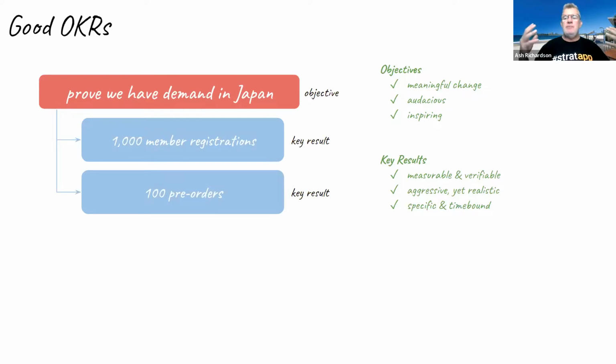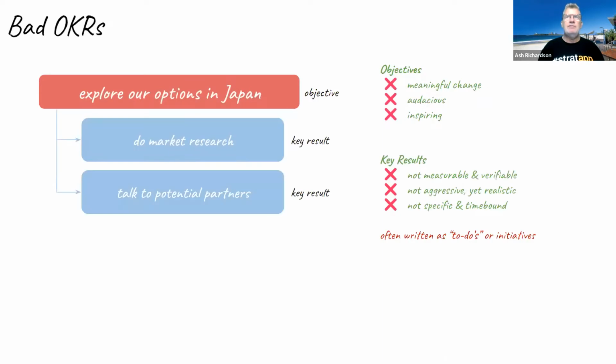So there's a number of initiatives and tasks that would have been done below that key result to achieve it. And we'll talk about execution in a moment. It's one of the agenda items. So that's the difference. Good one versus bad one.